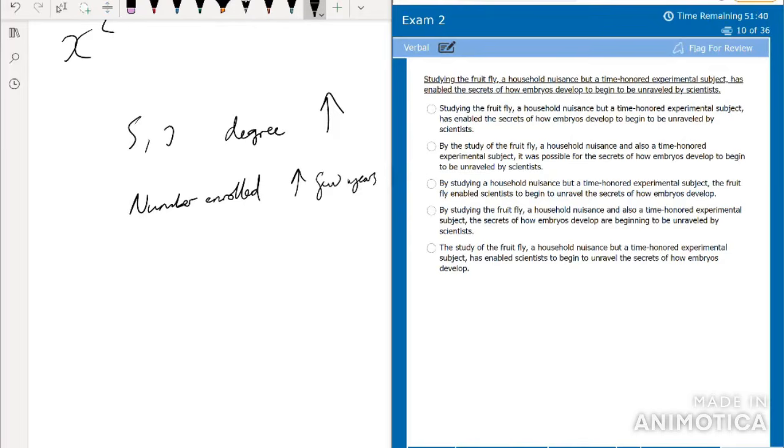Okay, so in C, they're saying the fruit fly studied a household nuisance. Nope. By studying the fruit fly, the secrets of how embryos develop are beginning to be unraveled by scientists. So D is not bad, but it is sort of suggesting that the secrets are the ones doing the studying. So I'm not liking D too much. Studying the fruit fly, a household nuisance, but a time-honored experimental subject, has enabled scientists to begin to unravel the secrets of how embryos develop. There we go.